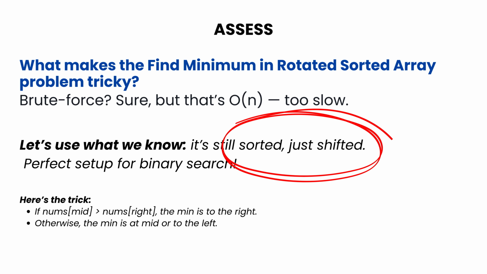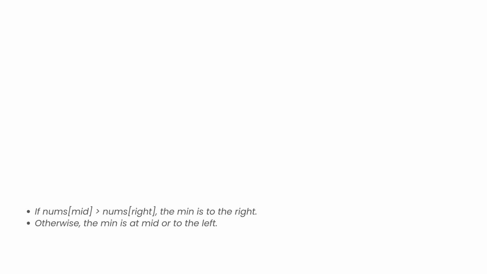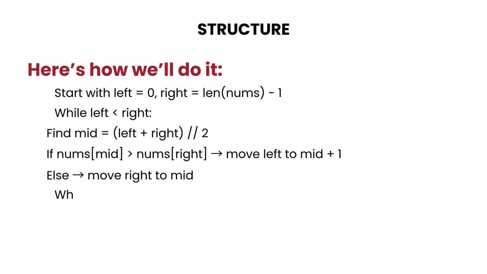The trick? At each step, check if the mid element is greater than the rightmost. If so, the minimum is to the right, otherwise, it's to the left, including mid. This narrows the range fast and gives us O(log n) time. Here's the structure of our approach.